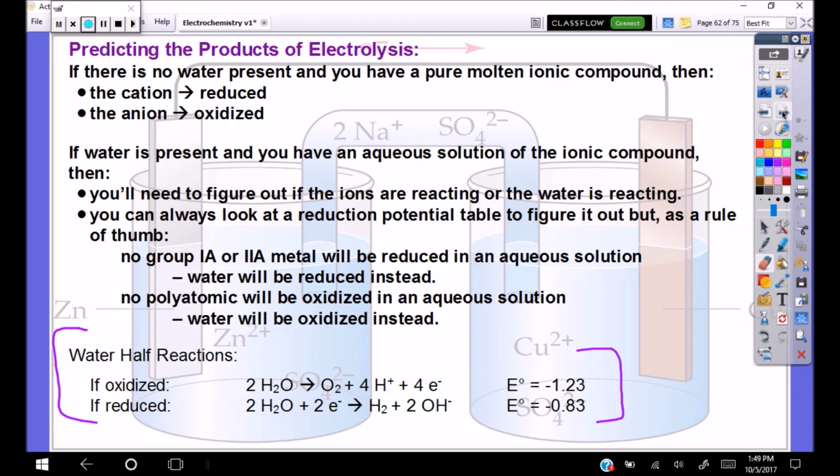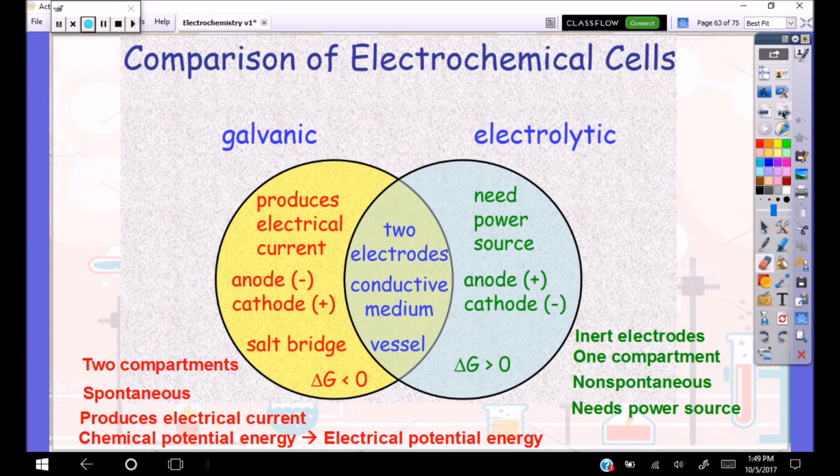Okay. This is a great little chart. I would pause here and just jot this down. It's very good at the comparison here. I talked about the electrodes already. It's inert electrodes usually for electrolytic cells. Something that's different is that it's in one compartment versus 2 compartments for a galvanic cell.